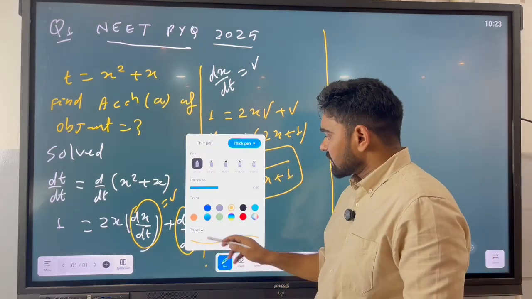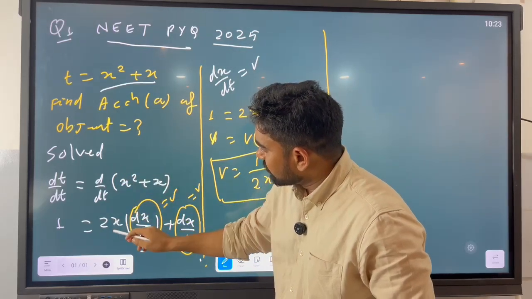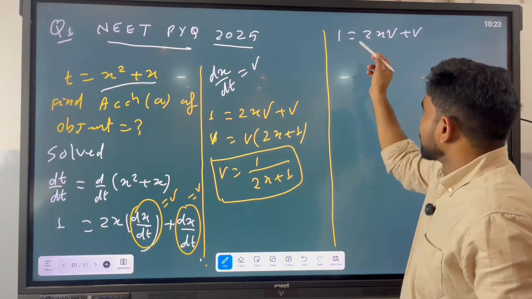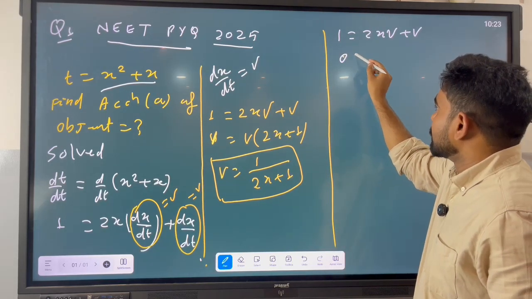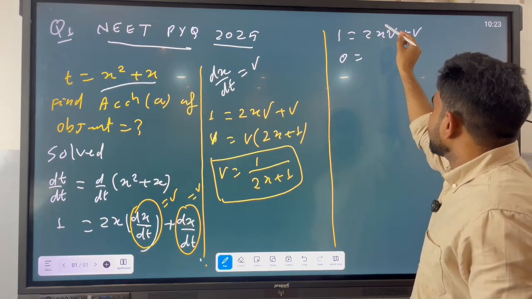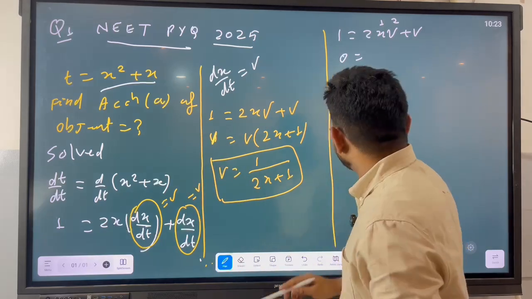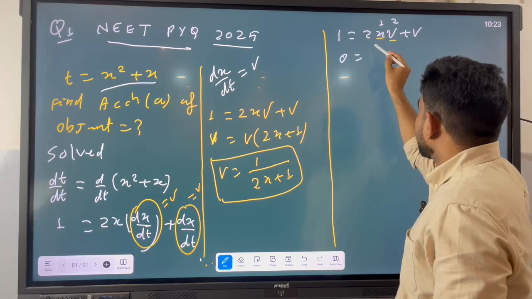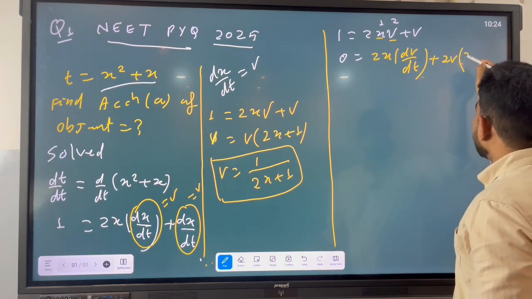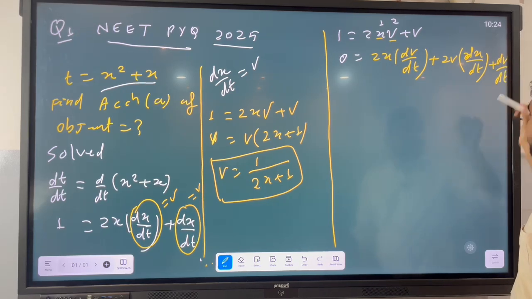And for the acceleration, we need the second derivative of this equation. Differentiate this equation 1 equals 2xv plus v with respect to time. The differentiation of 1 equals 0 because 1 is a constant value, and the differentiation of a constant equals 0. Here we use the product rule, the first and second concept of differentiation, when two functions are given in a product. So we get 2x dv divided by dt, plus 2v and dx divided by dt, and the differentiation of v is dv divided by dt, right.